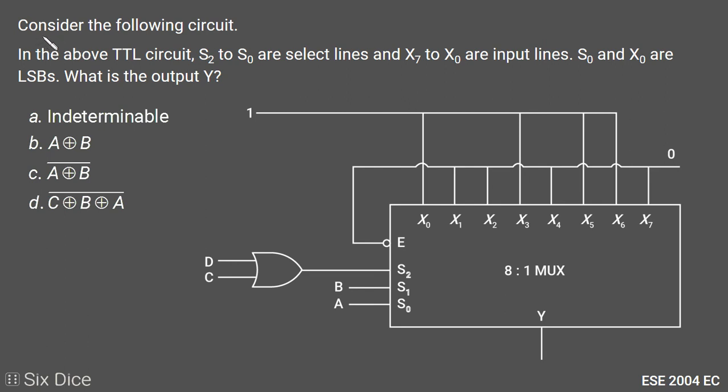Okay, the question is, consider the following circuit. In the above TTL circuit, S2 to S0 are select lines, and X7 to X0 are input lines, and S0 and X0 are the LSB. What is the output Y?